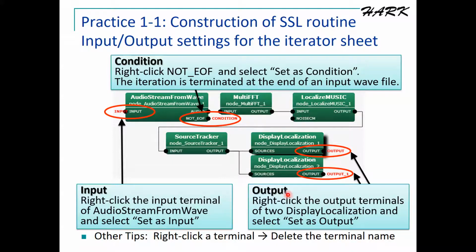For the output, please select a DisplayLocalization output, right-click and select Set as Output. Similarly, please right-click and select Set as Output for another DisplayLocalization node. In this way, these terminals are automatically named Output and Output 1. It doesn't matter which one you name. If you added these settings by mistake, you can delete the terminal by right-clicking on the terminal and deleting the terminal name.